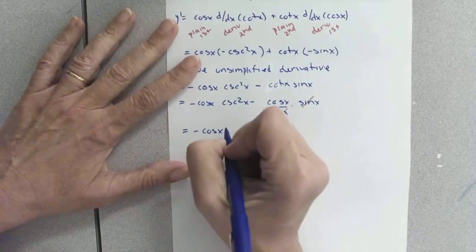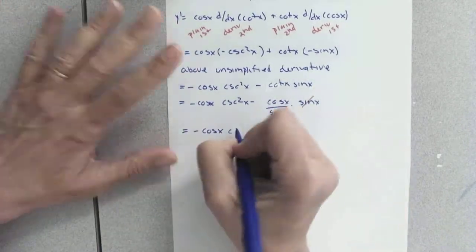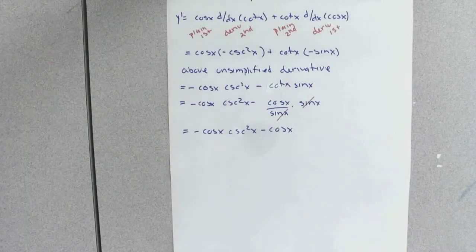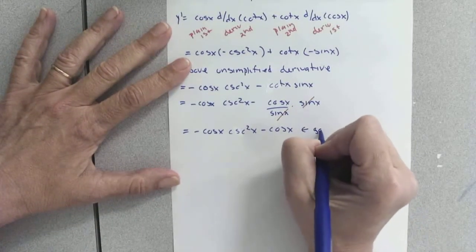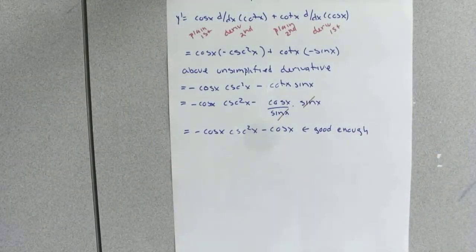And now I have negative cosine x times cosecant squared x minus cosine x. And that would be a good enough answer for me. You've done some very basic trigonometry. That's good enough. But I want to show you other things that might happen. I do really expect everyone to see cotangent and immediately remember, oh, cotangent is cosine over sine, those things are going to cancel.